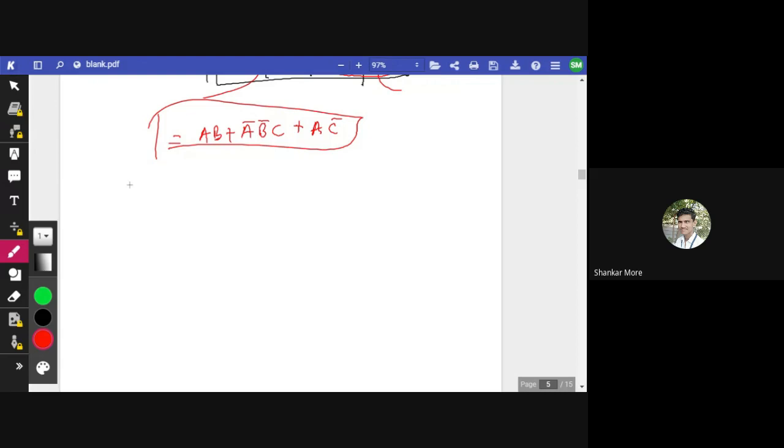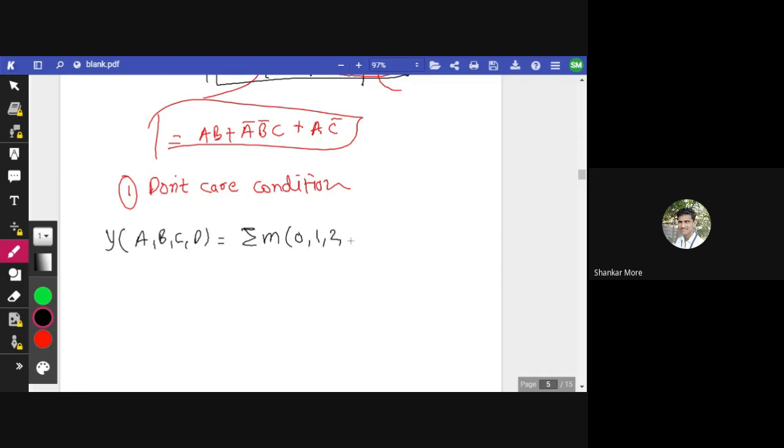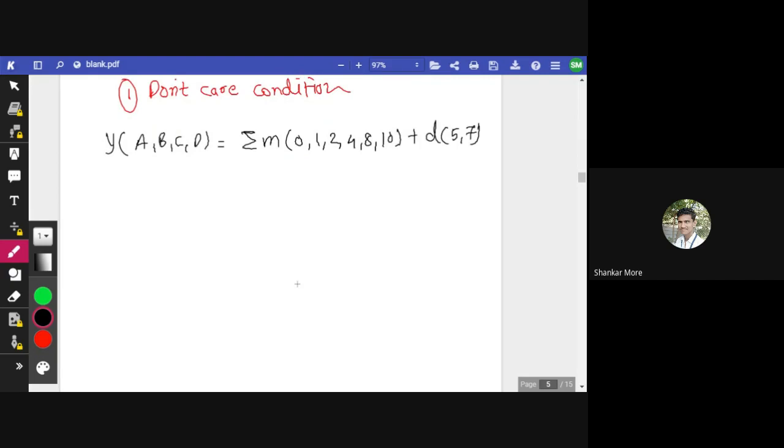So there is one more thing called don't care condition. Let me just take one example of don't care condition. We have a 4 variable K map now, A B C D, and the summation of min terms is 0, 1, 2, 4, 8, 10, and then don't care about 5 and 7. So quickly try and solve this question. I will also solve it with you.